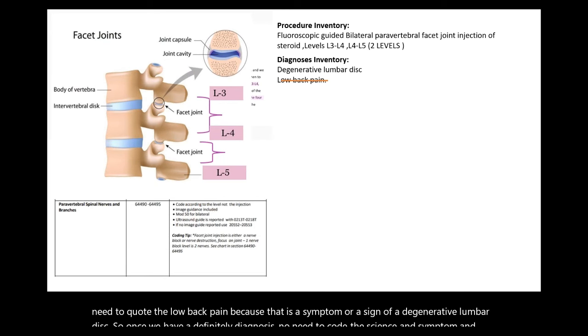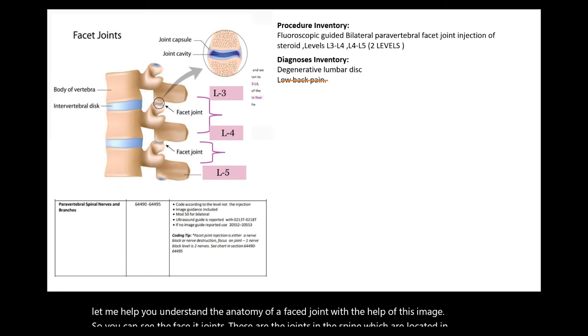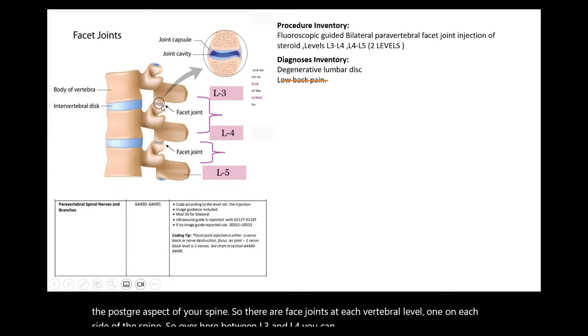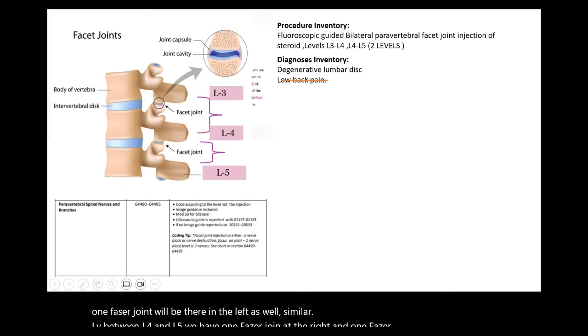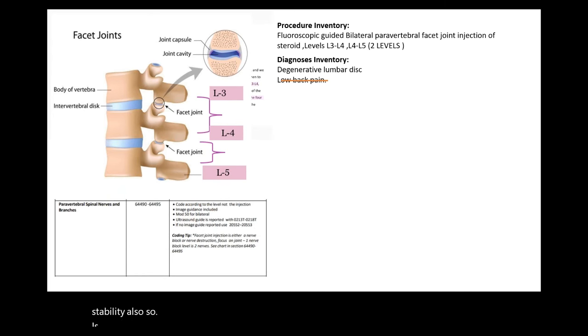Let me help you understand the anatomy of a facet joint with the help of this image. You can see the facet joints. These are the joints in the spine which are located in the back, in the posterior aspect of your spine. There are facet joints at each vertebral level, one on each side of the spine. Between L3 and L4, you can see one facet joint at the right and one facet joint in the left as well. Similarly, between L4 and L5, we have one facet joint at the right and one at the left as well. These facet joints at each vertebral level provide flexibility and stability also.